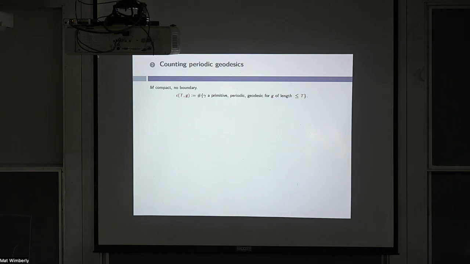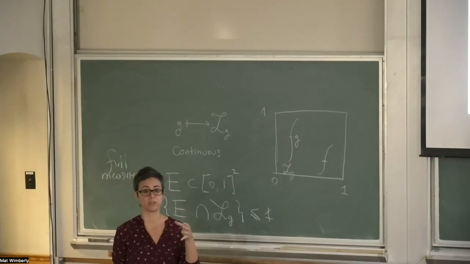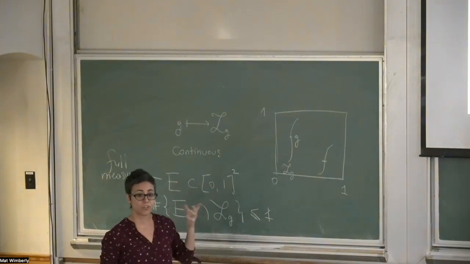Just so that you are aware, this function may not be very well behaved. For example, think of the round sphere, and now look at all the geodesics of length 2 pi or more, then this function is infinite for the round metric.